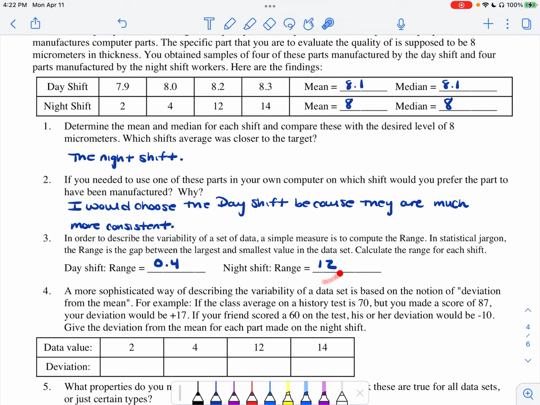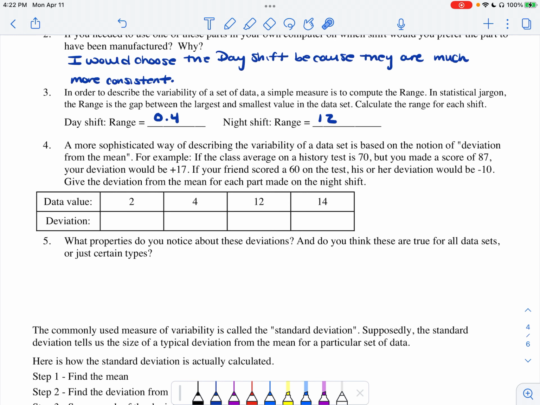All right, number 4 says a more sophisticated way of describing the variability of a data set is based on the notion of deviation from the mean. Okay. For example, if the class average on a history test is 70, but you made a score of 87, your deviation would be plus 17 because you're 17 points above the mean.